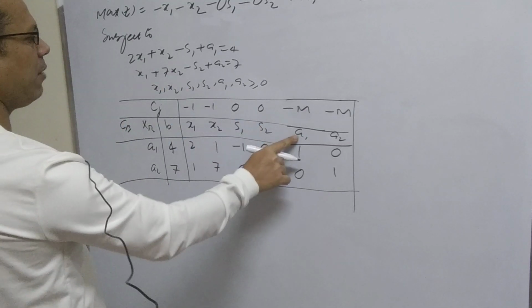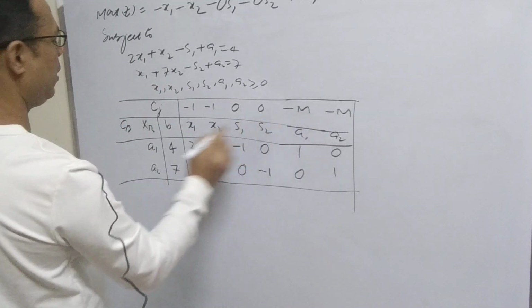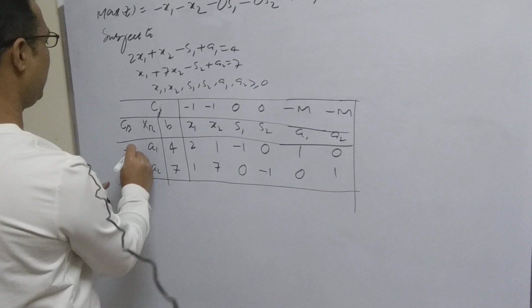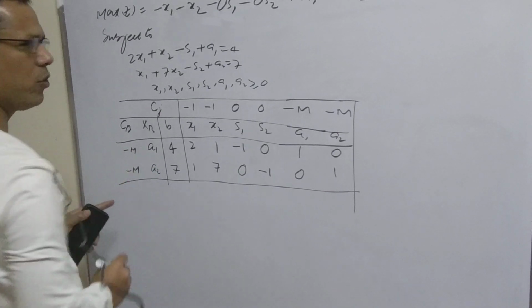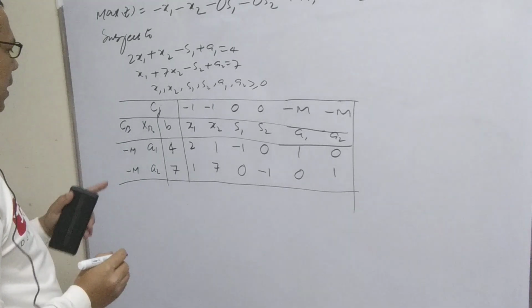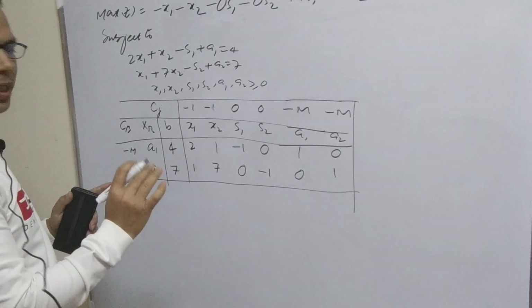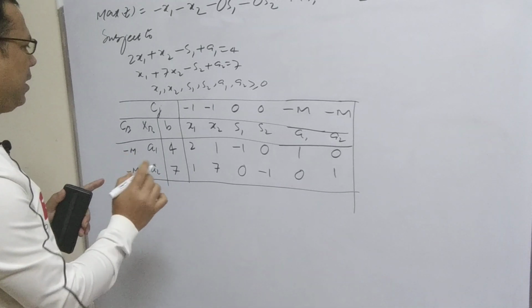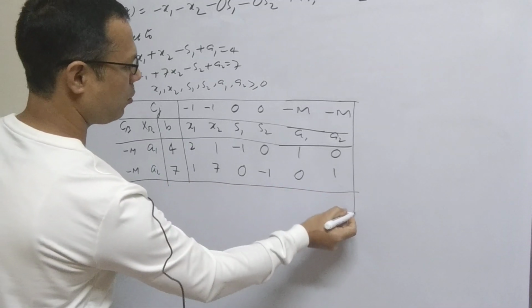If you consider a1 and a2 as basic variables, what is the coefficient? The coefficient is minus M, minus M, so here I have written minus M, minus M. Same procedure to find the zj. Nothing is changed. What is the procedure to find the zj?